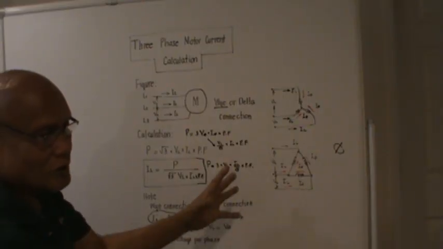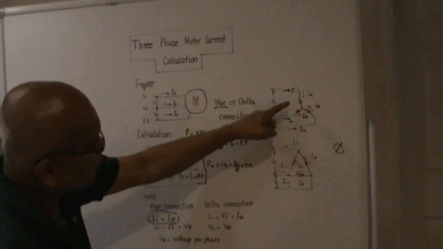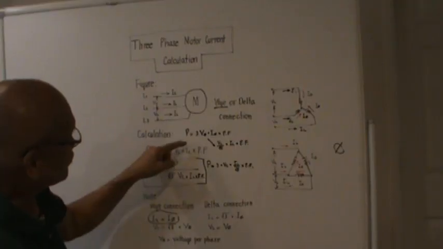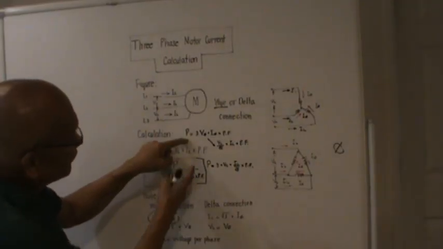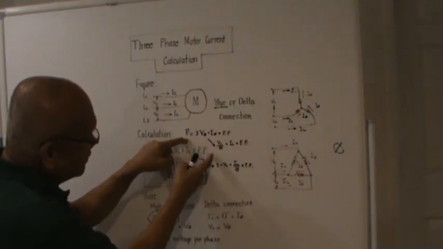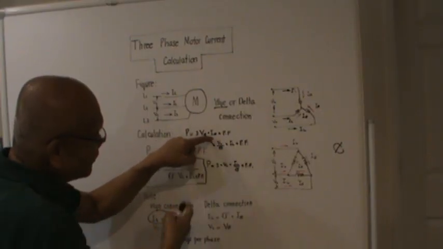Because they are displaced from each other 120 degrees, instead of twice the voltage per phase, it should be only a factor of square root of 3 times voltage per phase. So going back to this formula here, we could replace this voltage per phase for a Y connection by the line value, which is voltage line to line over square root of 3, times the current per phase.